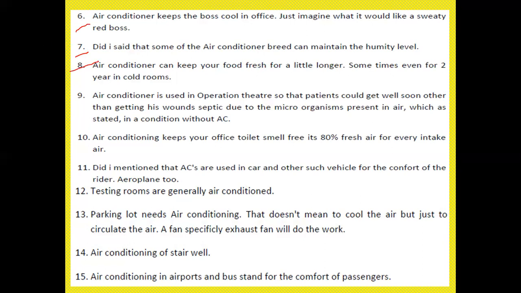Next, the air conditioner can keep your food fresh a little longer, sometimes even for 2 years in cold rooms. So what is the other advantage? The air conditioner is also useful to prevent spoiling of perishable items. Perishable items are those which don't have a longer life.